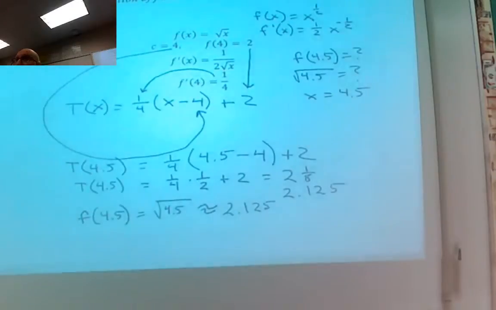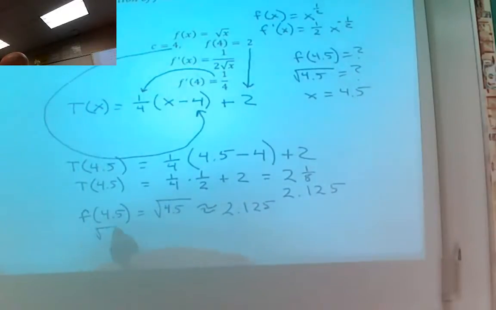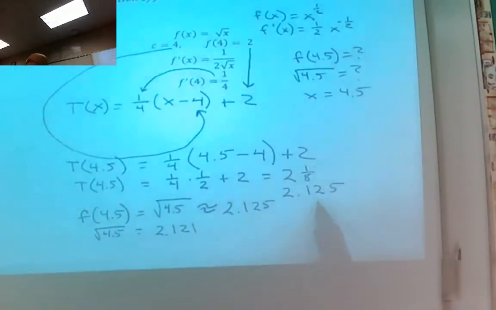Is it equal to 2.125? The answer is no. But my real answer is really close. So, you have your calculator out. Can you actually, on your machine, figure out the square root of 4.5? What is the square root of 4.5? 2.121. And look what I got using a line. That's pretty good, isn't it?